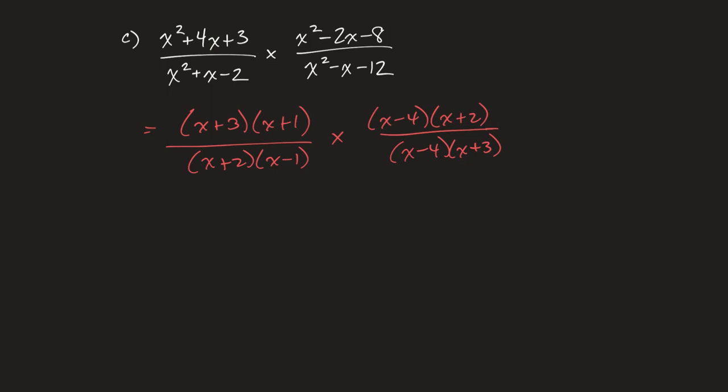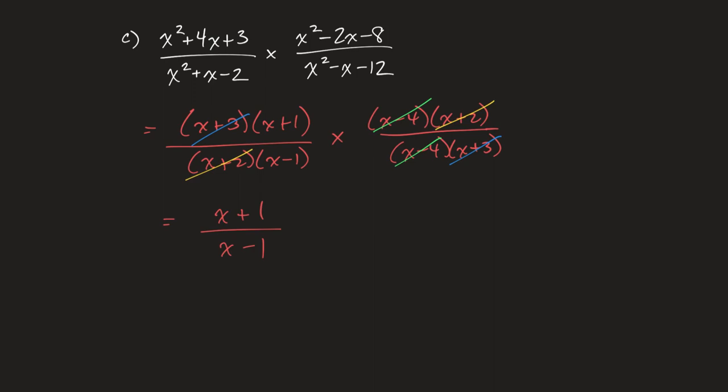We notice we have multiply in between, so now it's time to try to cross-reduce. I have an x minus 4. Those can divide out. Ooh, I have x plus 2s. Those can divide out. And I have x plus 3s. Those can divide out. So in terms of my solution, the only things that couldn't divide out because they didn't have common factors were my x plus 1 and my x minus 1.